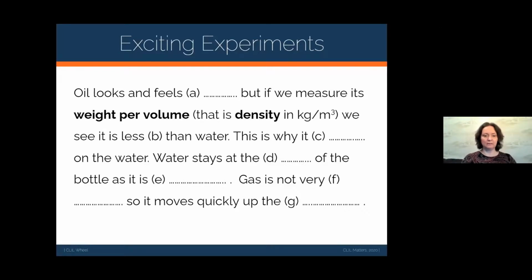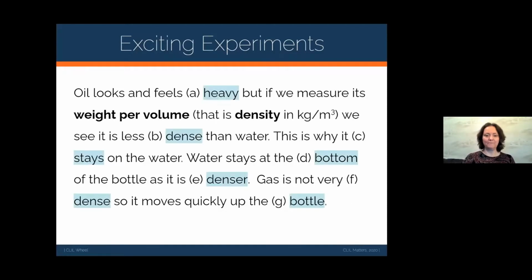So again, this is a language exercise. I can make it a little bit less challenging if I give a list of words that go into these gaps. I can make it more challenging if I don't give those words and the students have to come up with their own ideas. These are typical tools in the language teacher's repertoire.